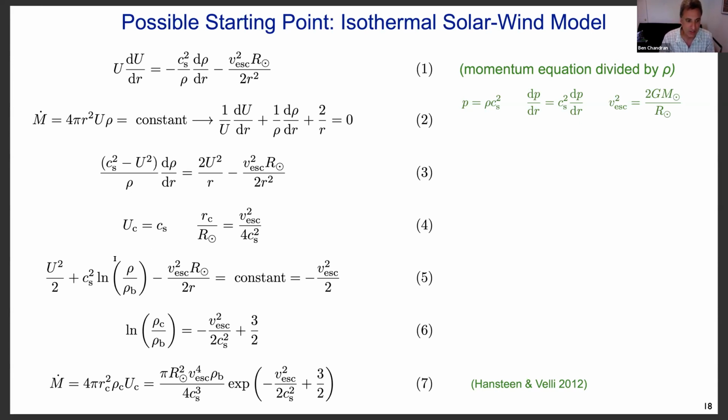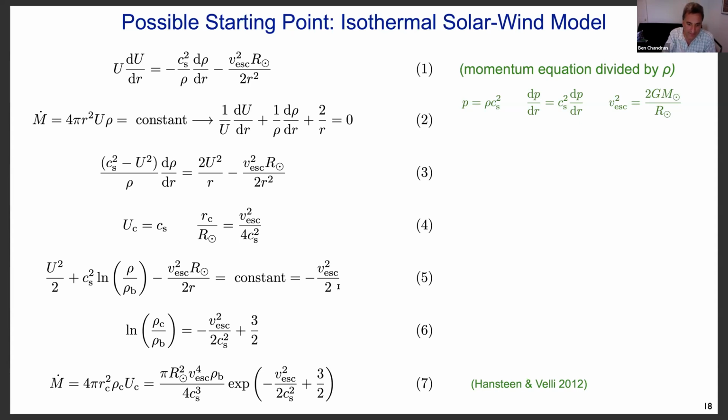The left-hand side of this equation, at the coronal base, you can drop the first 2 terms because the flow speed is much less than the escape velocity at the coronal base. At the coronal base, the radius is about the solar radius. So this third term here is very large compared to the first term. And then rho equals rho b at the coronal base, so the natural log of 1 is 0. So you get this constant of integration on the right-hand side.